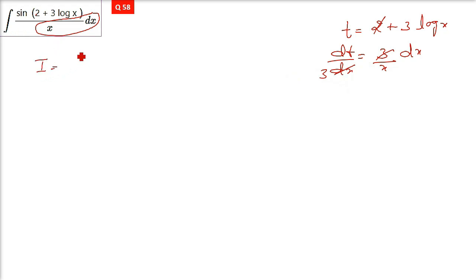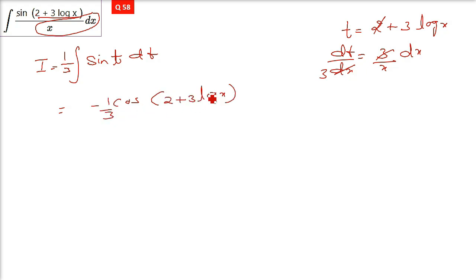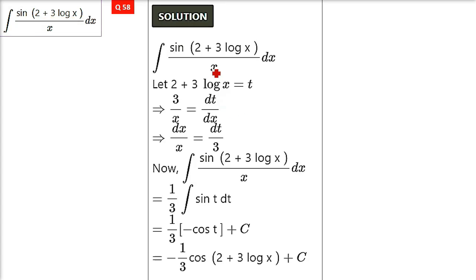So integration will become like this. 1 by 3 I'm taking out, which we have just got below dt, and then we have sine t, because t is 2 plus 3 log x. What is the integration of sine x? It's negative cos t. Let me write t as 2 plus 3 log x. So it will be negative 1 by 3 cos of 2 plus 3 log x plus constant of integration. So this is how you are going to write. Please don't forget to write this let, now, and all the symbols.